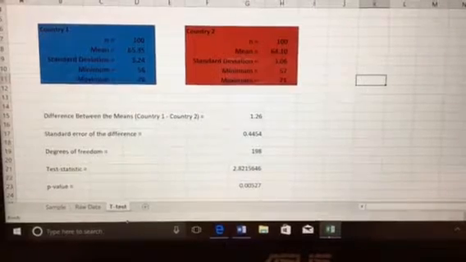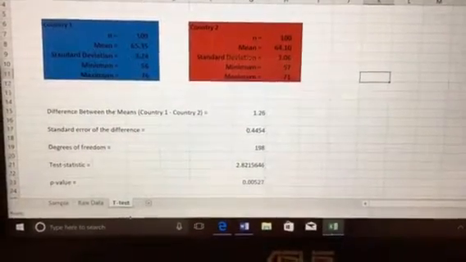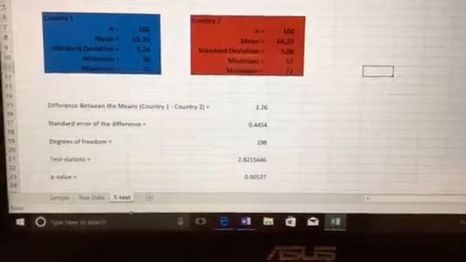So my conclusion for this discussion is that there is a difference in height between adult women in Denmark and adult women in the United States. On average, women in Denmark are taller than women in the United States.